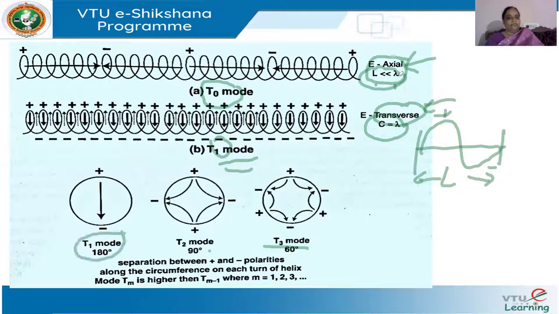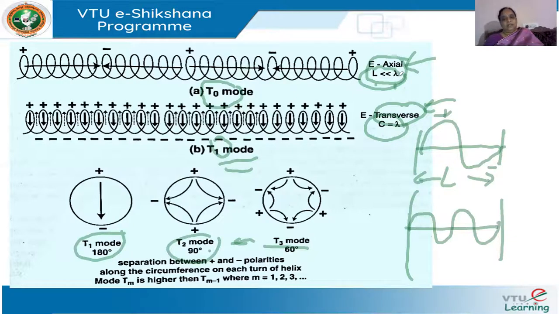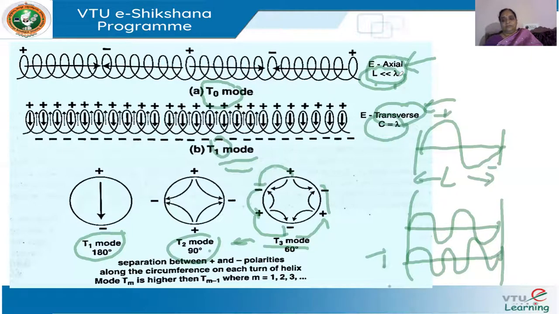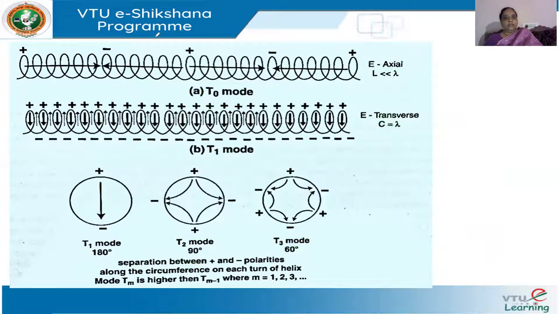So this is your T1 mode. In T2 mode, in one turn of the length, it will have two polarity changes. So here the angle is 90 degrees. In T3, you can see it goes from plus to minus, and minus to plus to minus. So you have three. This is your T3, and here the angle is 60 degrees. Similarly for TM, the angle will be continuing as pi by M.